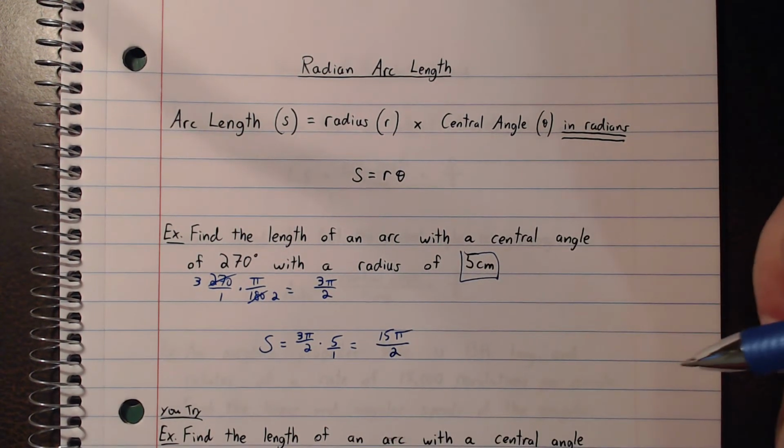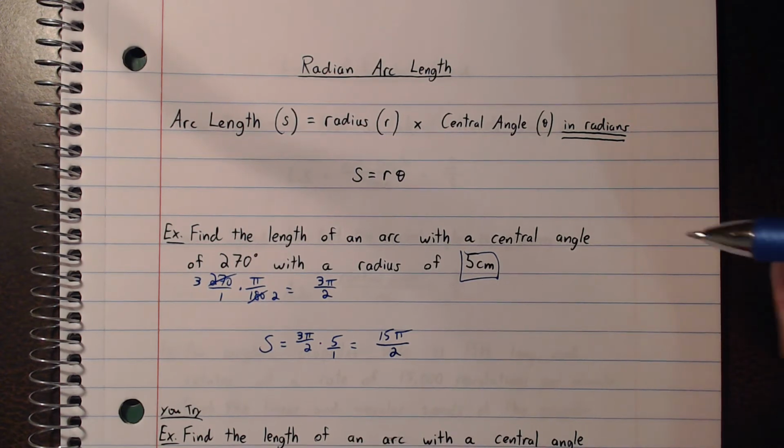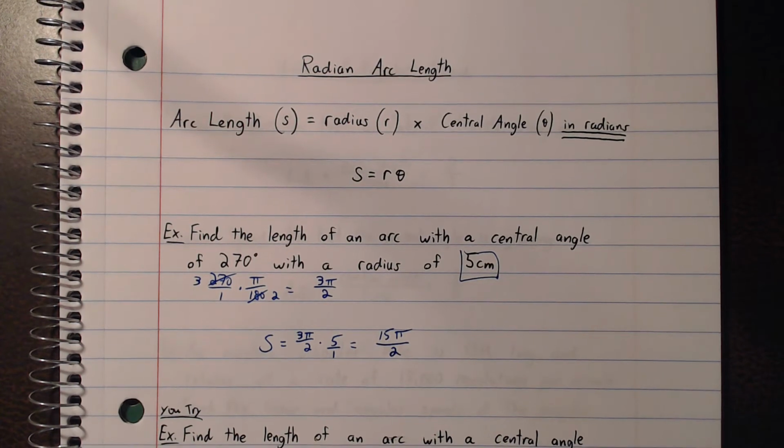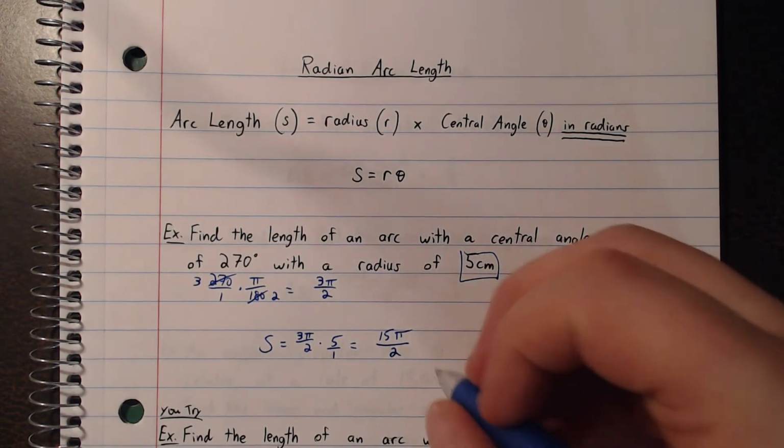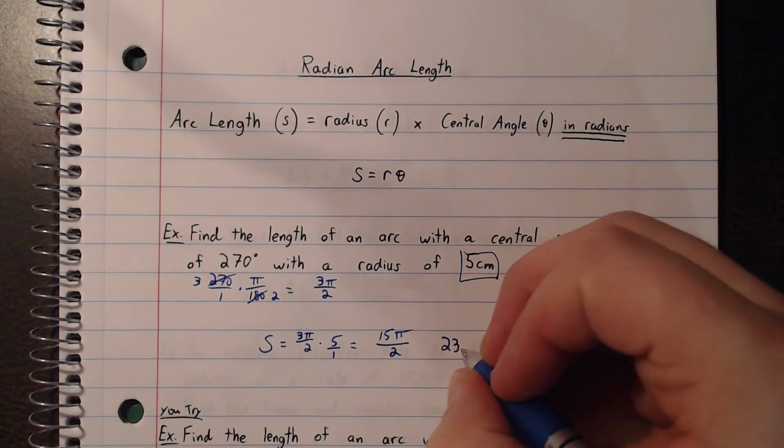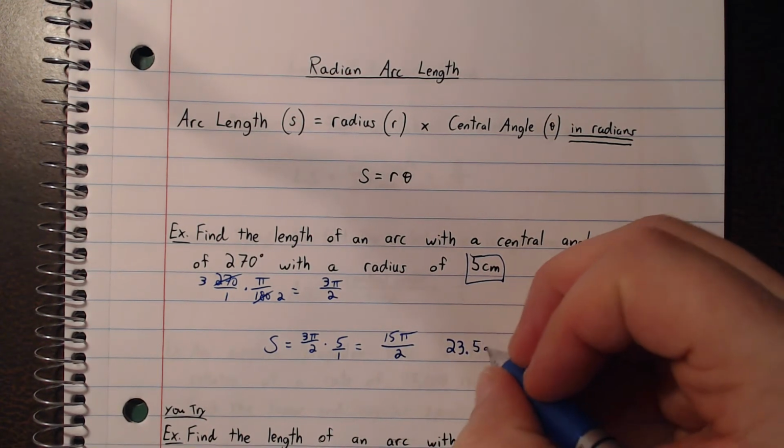Now, we want to know how long that is in centimeters, so we have to type that into a calculator. If you have Desmos, which is what I'm using for trig in this particular program, Desmos works really well. You can use a TI calculator, which usually has the pi function, all sorts of calculators. So we're going to type in 15 pi over 2. Make sure that it's set in radian mode this time, and it's going to spit out 23.56 centimeters.